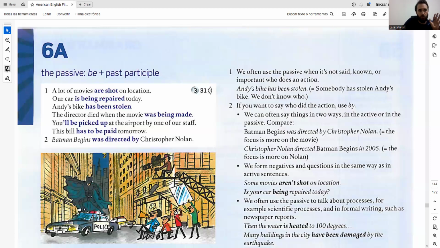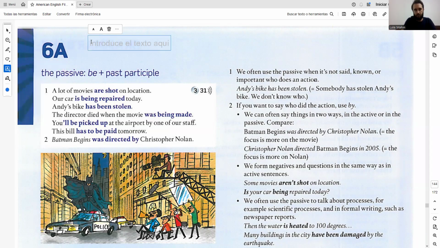Adult 4, Unit 6A, the passive. What is the passive? Don't worry, I can show you. The most difficult part of the passive is the concept. So I will show you a simple example.